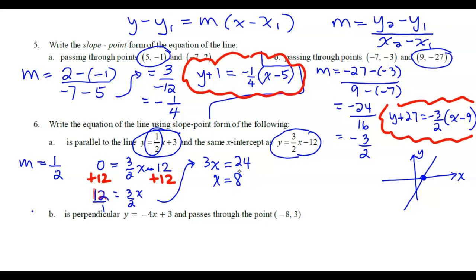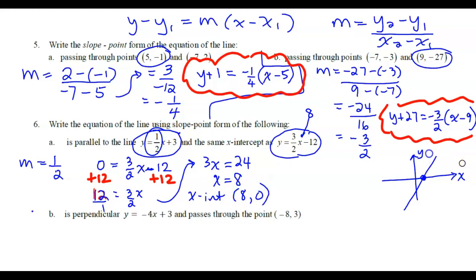You can always check. If you put 8 back in for x, then is 3 times 8 divided by 2 12? Sure is. 24 divided by 2 is 12, minus 12 is 0. So you can always check that. So now the coordinates of the x-intercept are 8, 0, right? 8 for x, 0 for y. So now put that into slope point form.